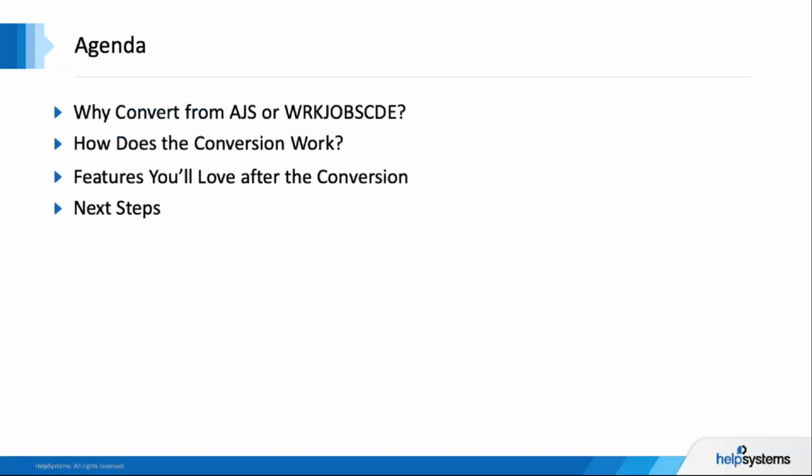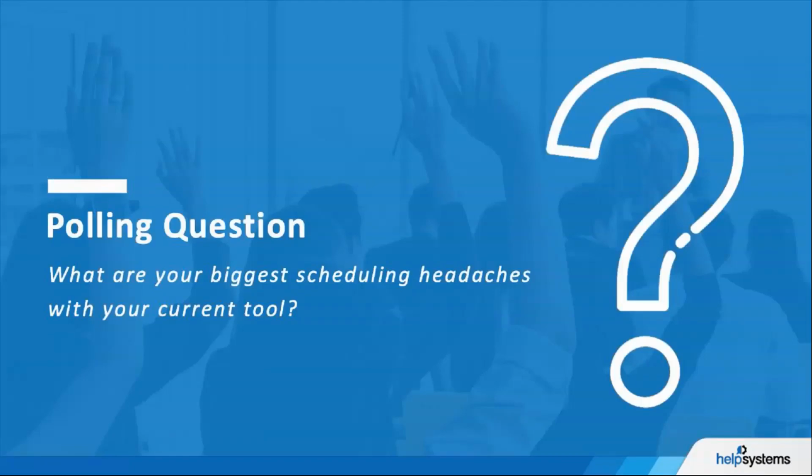We have a fairly short agenda, but we're going to do some live demo for you today. We've got some polling questions along the way. We're going to talk about why you want to convert from AJS or Work Job Schedule Entry, and then some other tips on how the conversion actually works, features you'll love after the conversion, and maybe some next steps for you. Before we do that, we're going to bring up our first polling question.